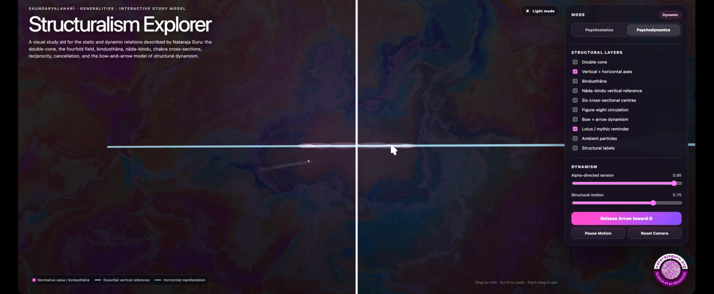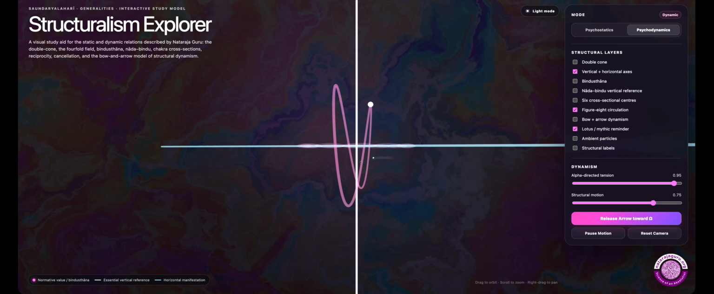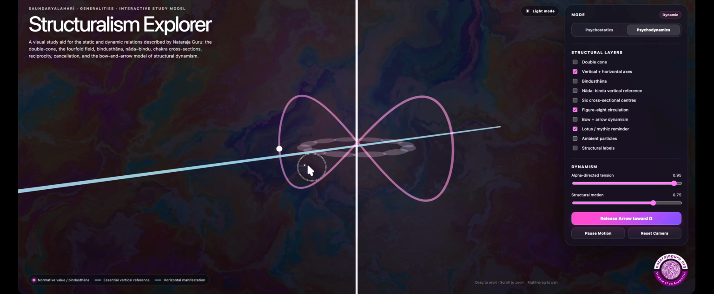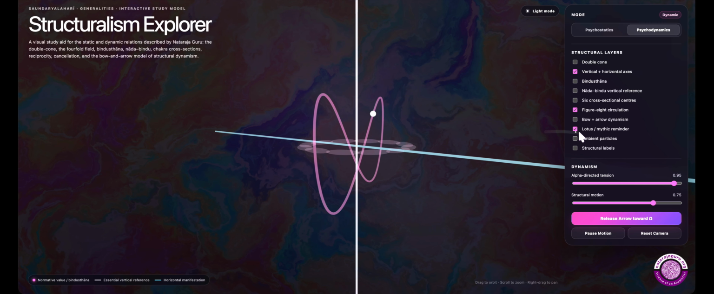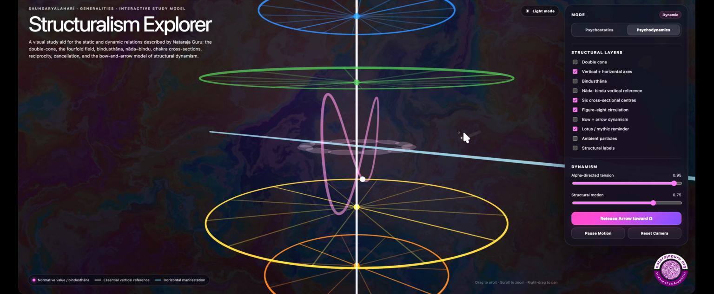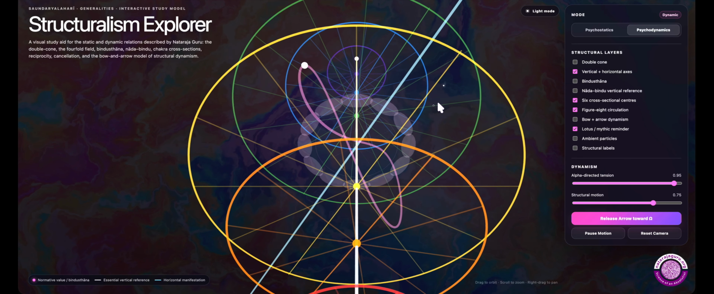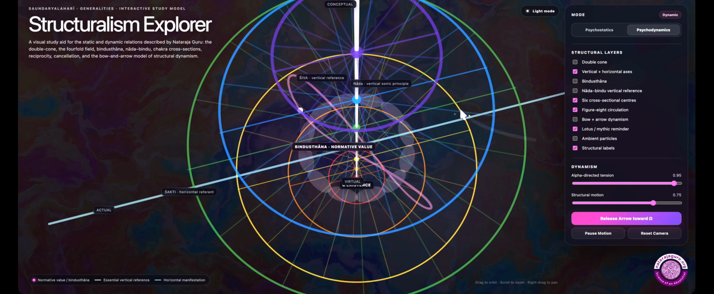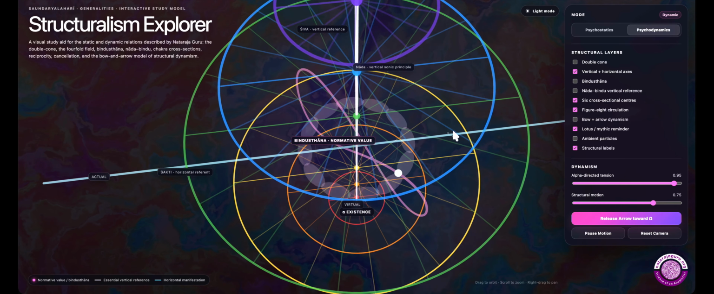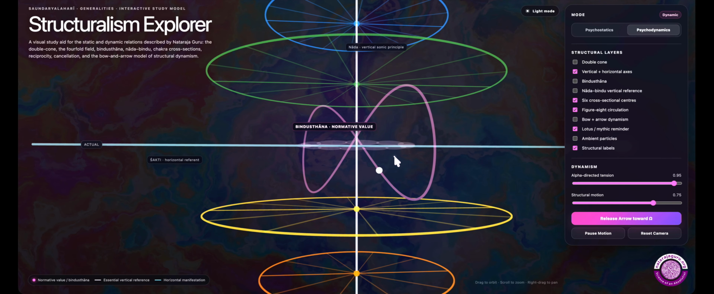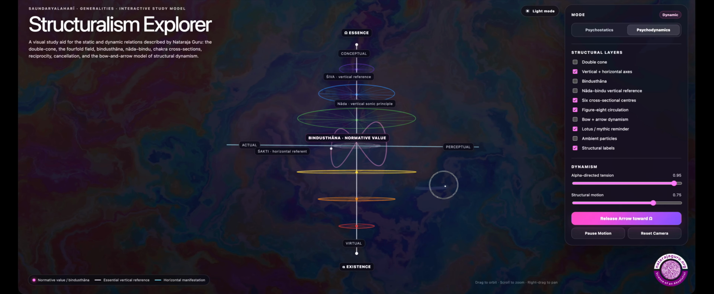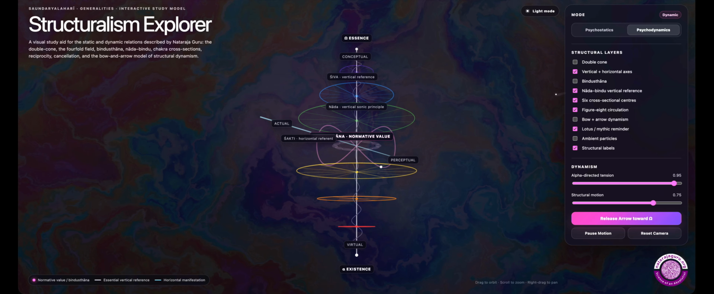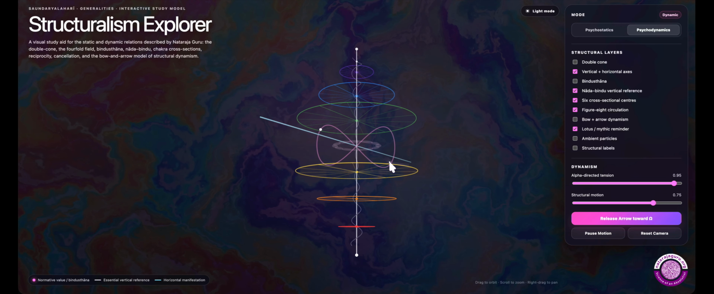And we can isolate individual structural layers. We can watch reciprocal circulation. We can observe the figure eight movement. We can trace the six cross-sectional centers, the chakras, and we can watch alpha-directed tension turn into omega-directed movement, etc. And eventually, we can show many different structural changes without having to redraw the diagram every time.